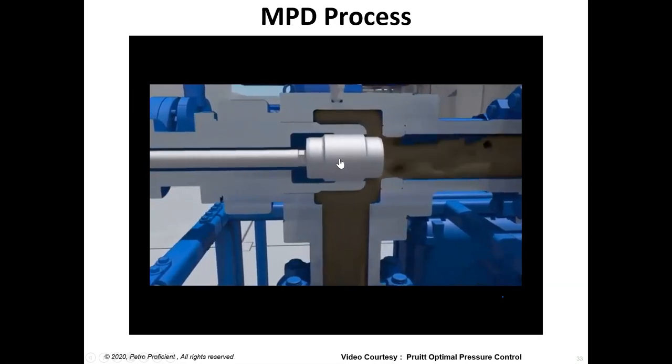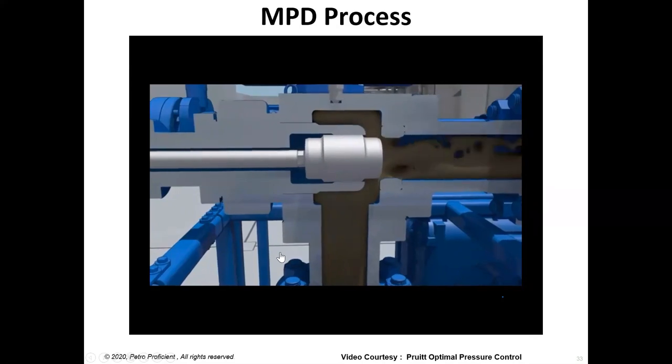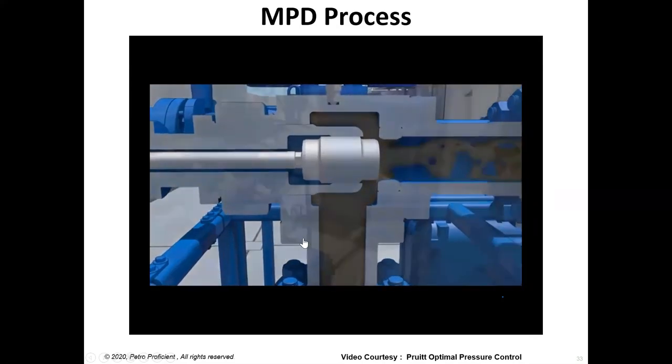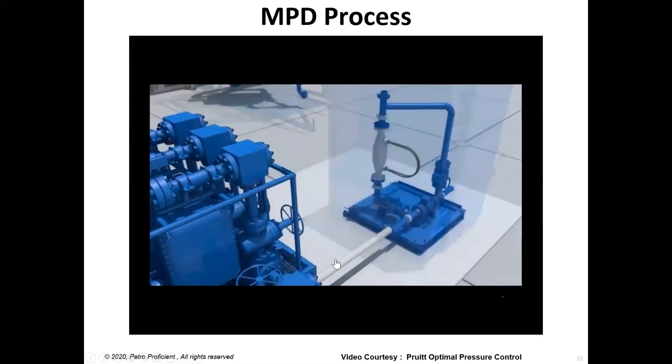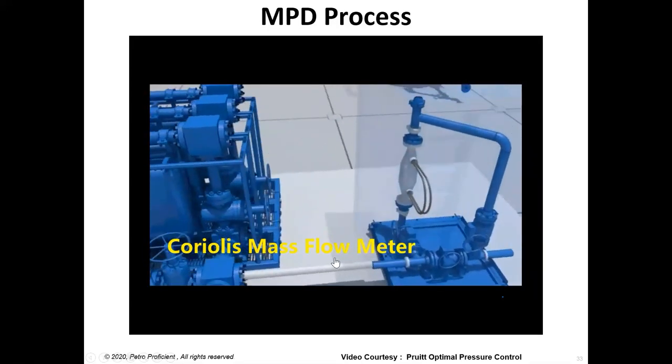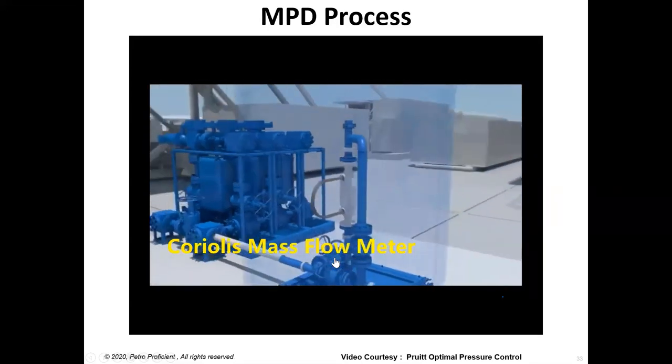Here you can see how the choke is moving back and forth. If you're in an automatic mode, in simple terms, you give a set point to the choke to say that I'm going to maintain bottom hole pressure at 8,000 PSI, as an example. So this will keep shifting back and forth to maintain your bottom hole pressure at 8,000 PSI. And this is your Coriolis mass flow meter that we just discussed.